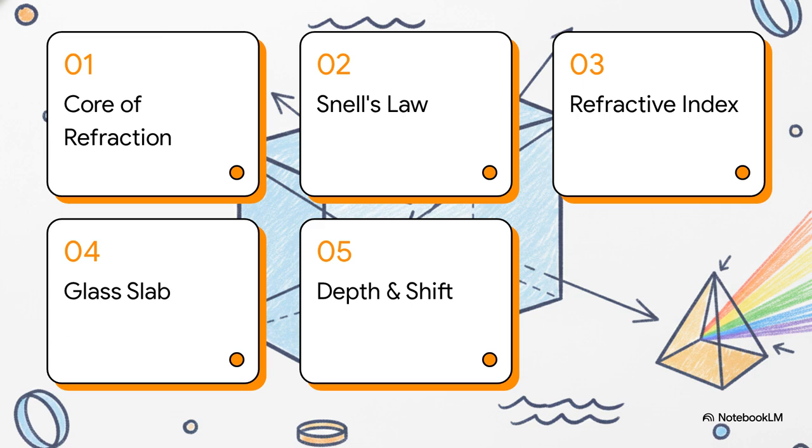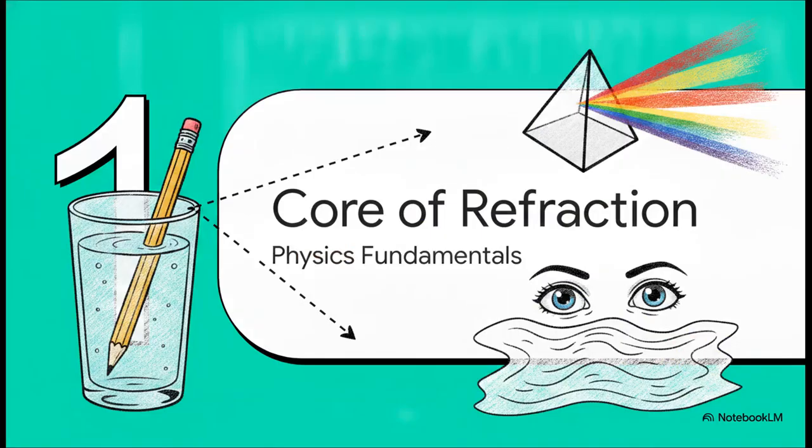And here is our roadmap for complete syllabus mastery. Once we have those core theories down, we'll apply them to practical applications. We're going to decode the refractive index and the principle of reversibility, and then track light straight through a rectangular glass slab to master lateral displacement. Finally, we'll tackle real depth, apparent depth, and shift to ensure your numerical mastery is absolutely bulletproof. All right, let's jump straight into part one, the core of refraction.